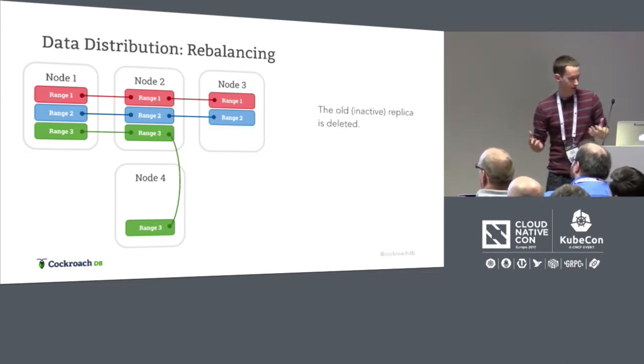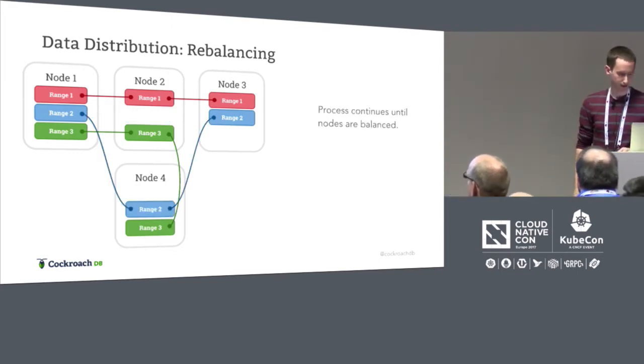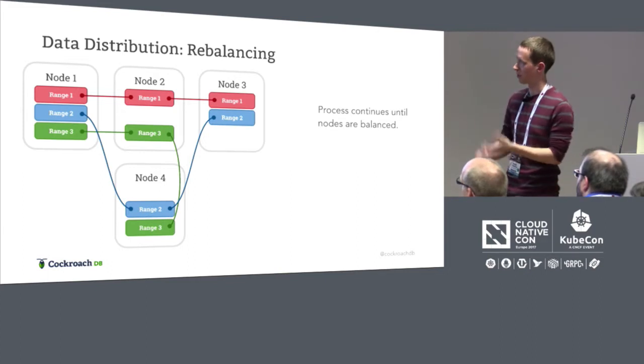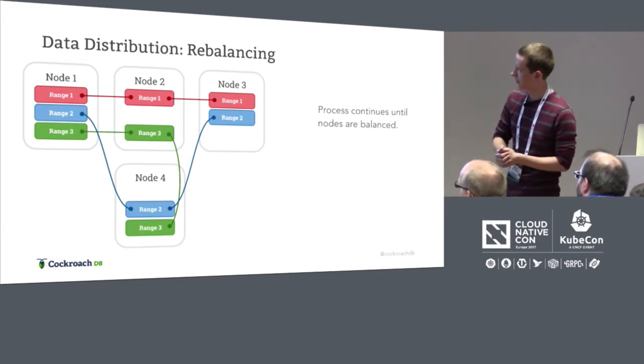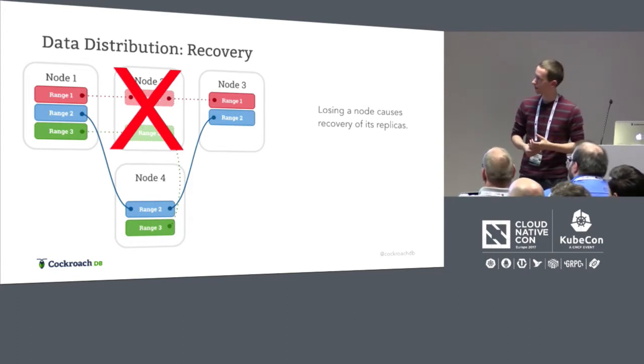And similarly, this will continue happening until the system thinks that it's mostly balanced. So a second range will get replicated over there. And at this point, the cluster is mostly balanced. And the same thing happens if a node fails, just a little bit faster and more urgently.